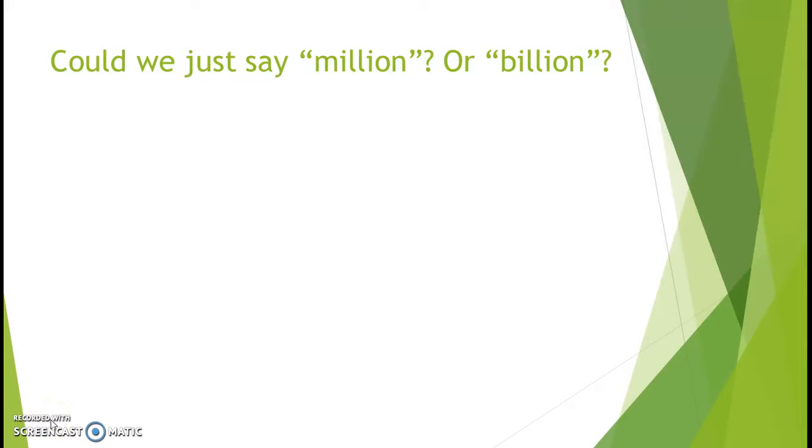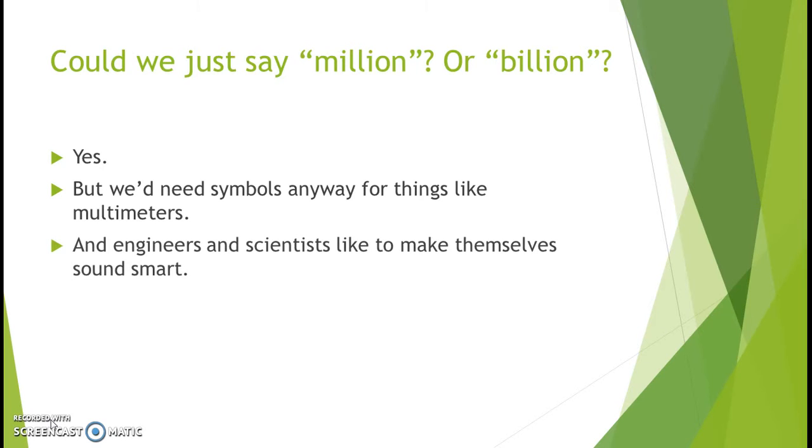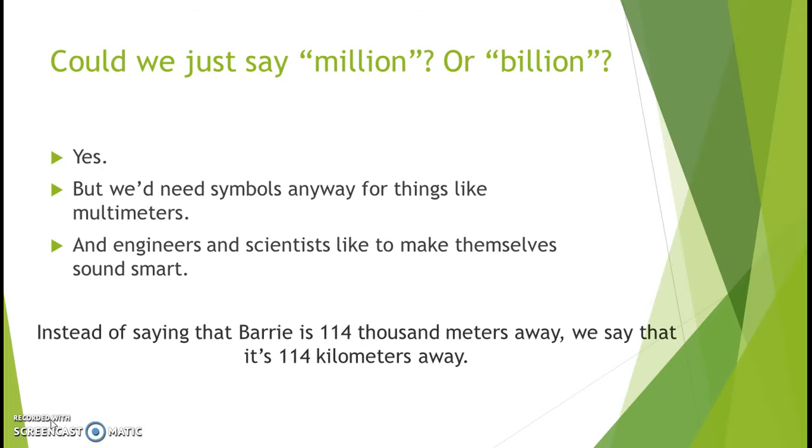Now you might argue, couldn't we just say million or billion in front of these units? And the answer is, of course, yes. But we'd have to come up with some kind of symbol, because we can't write words like that on things like the output from multimeters. And it's not very concise. But maybe just as importantly, engineers and scientists like to make themselves sound smart, so they can't use something that the average person can easily understand. So instead of saying that Barry's 114,000 meters away, we decide we want to say it's 114 kilometers away.